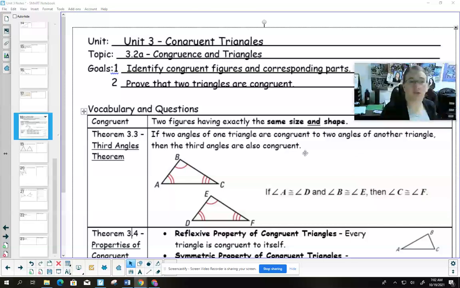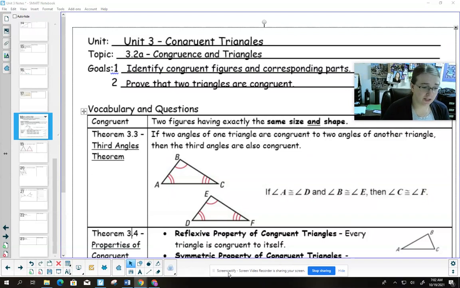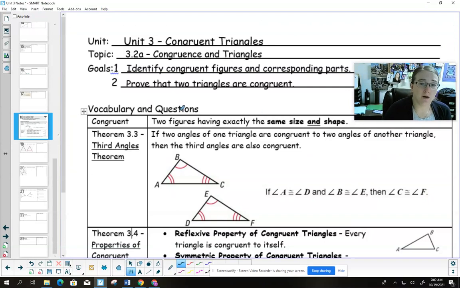Okay, so we're talking now about congruent triangles. Again, it's kind of the end goal of this unit. Now, congruent means specifically that if we're talking about shapes, they are exactly the same. They have the exact same size and shape. That's what we mean by congruent shapes. They are literally the exact same.